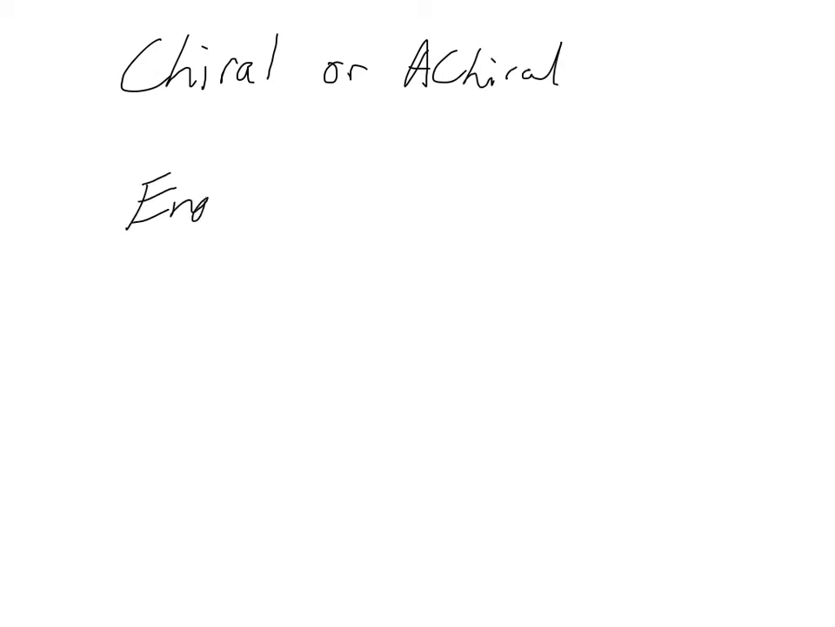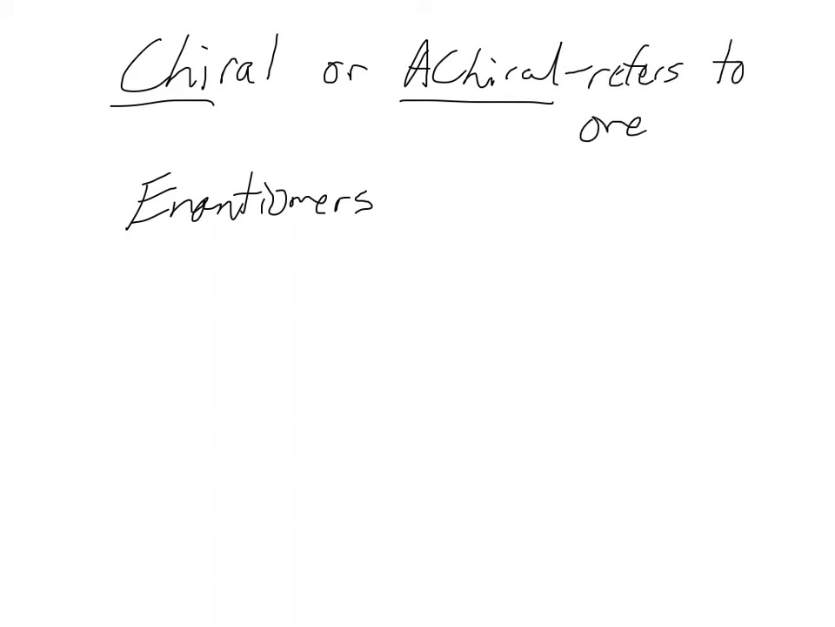So, a good question is the difference between something that's chiral or achiral and this term enantiomers. The big difference is that chiral or achiral refers to one molecule, or thing. Like this molecule is chiral, this molecule is achiral.